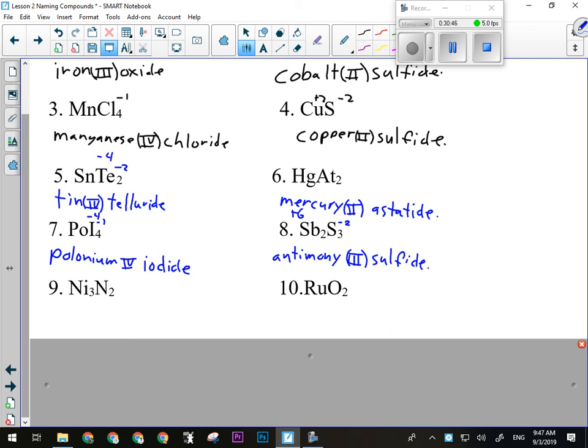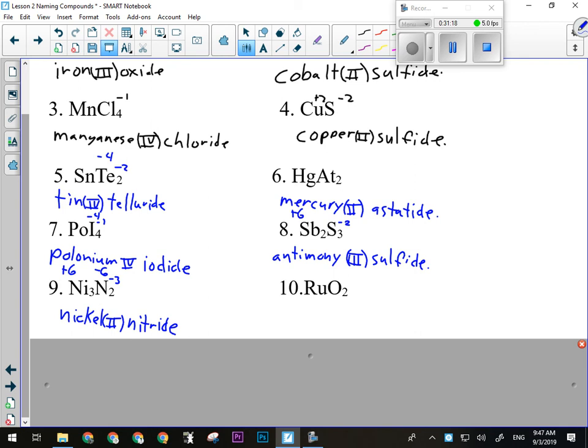Incidentally, a lot of these compounds probably don't exist. I'm just doing this as a naming exercise. Number 9, I've got nickel with nitrogen. Nitrogen's always a -3, so there is a total of 6 negatives. That means there have to be 6 positives, so this is nickel 2. And it's nitride. Nitrogen becomes nitride, not nitrigide.